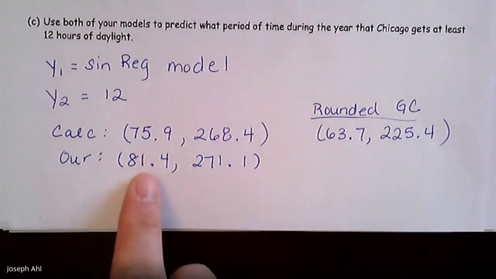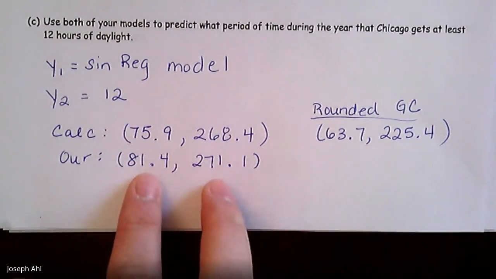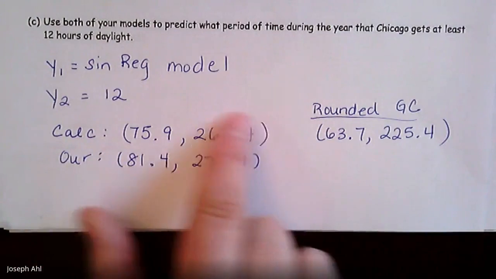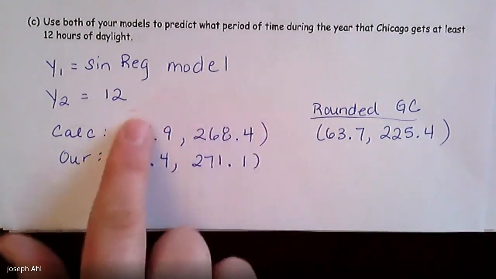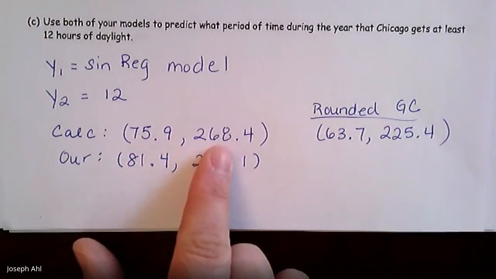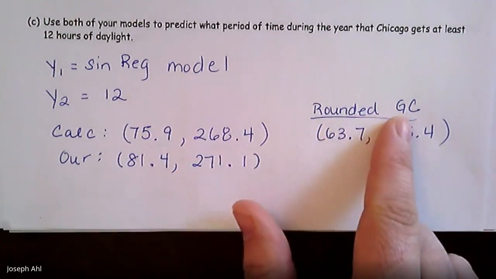So according to our model, here's what you should get. You'll see that the graph is above 12 over the interval from 81.4 days to 271.1 days within a year's time frame. Now, when I say here's what the calculator gave me, I'll tell you that these calculated values, those intersection points when the graph is above 12 hours, came from the model stored in Y1 when I do the sine regression. This was the rounded version from the calculator.